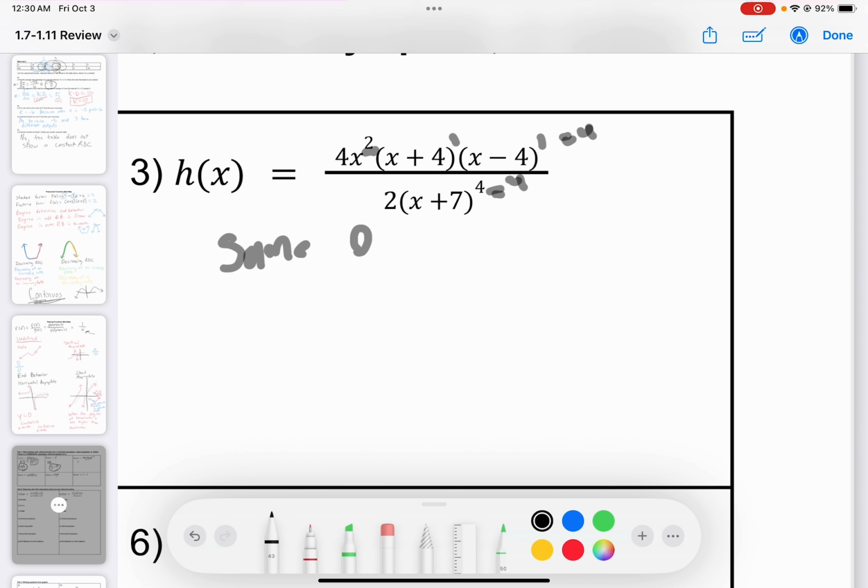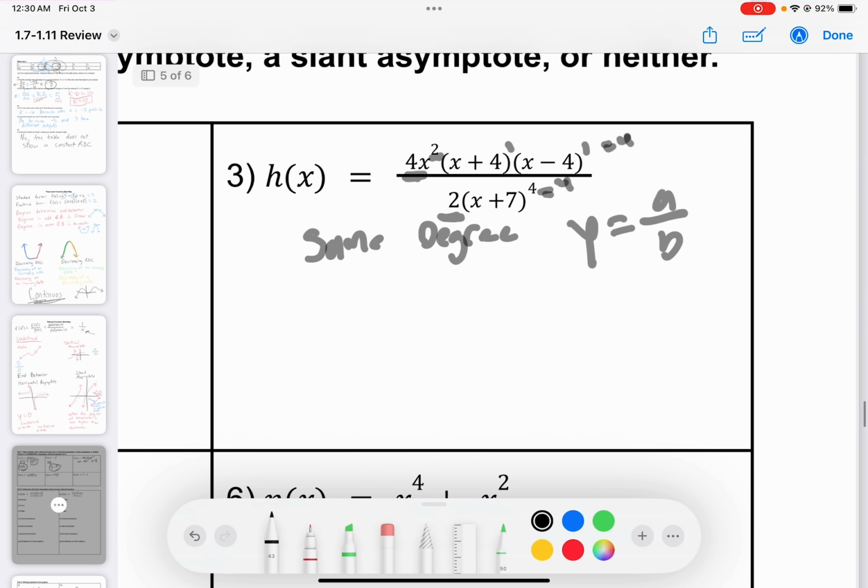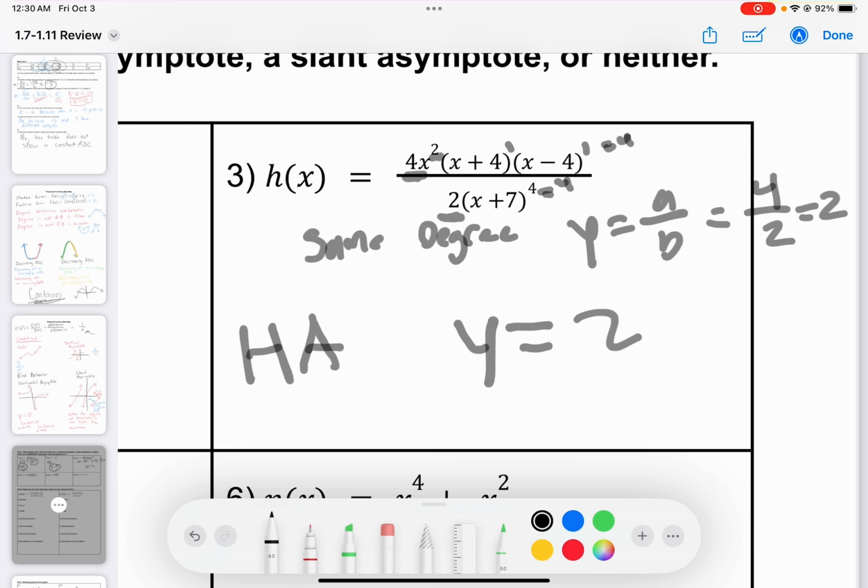When I have the same degree, I have a horizontal asymptote at y equals a over b. So the leading coefficient here is 4. Leading coefficient here is 2. So I get 4 over 2. We all know that's 2. So I have a horizontal asymptote at y equals 2.